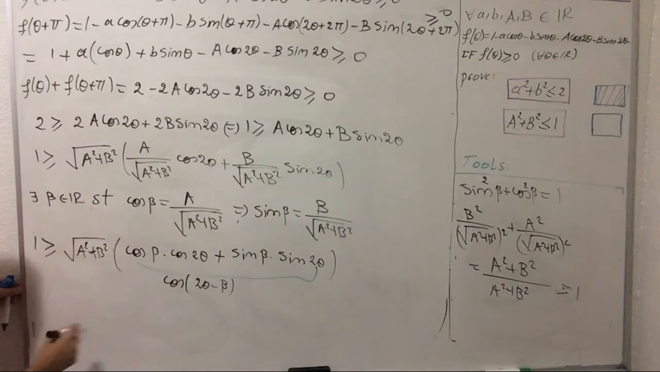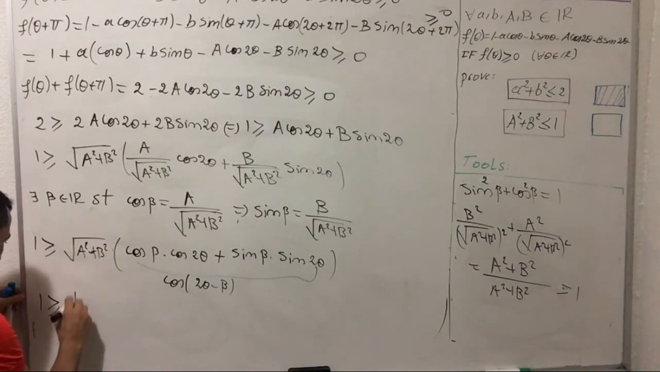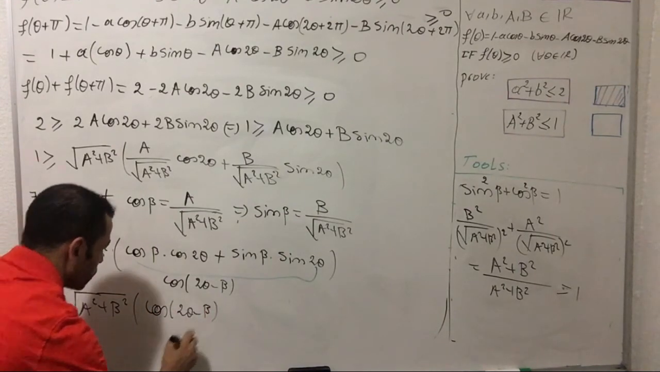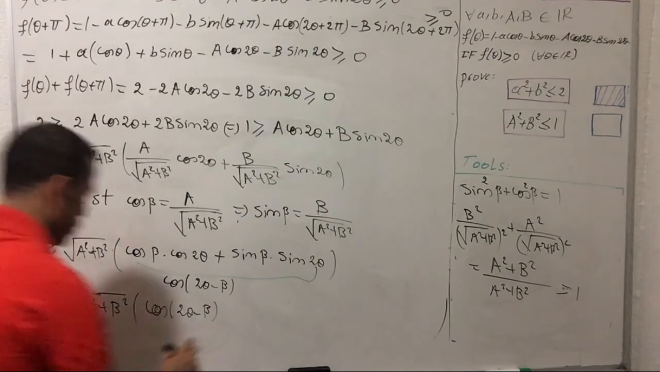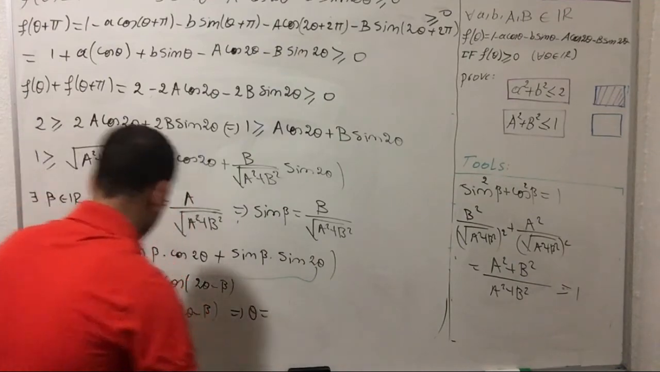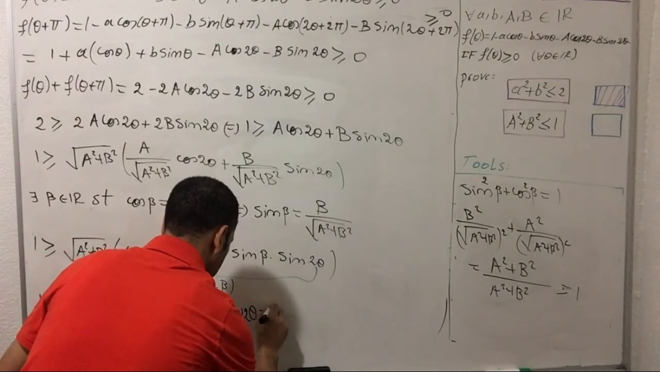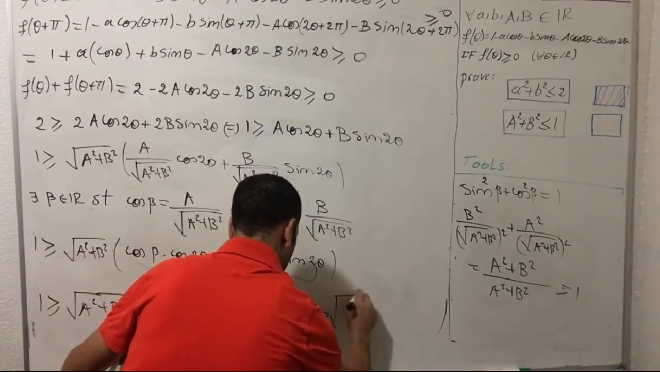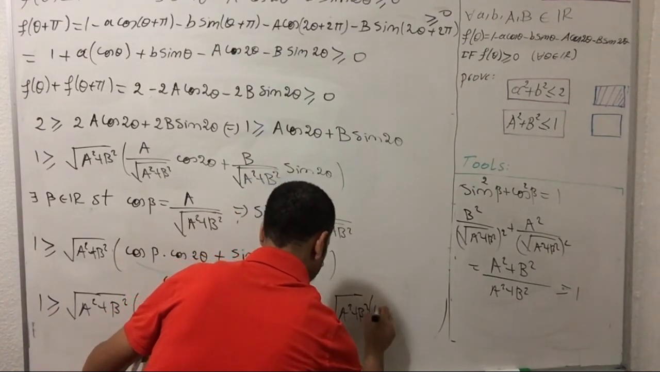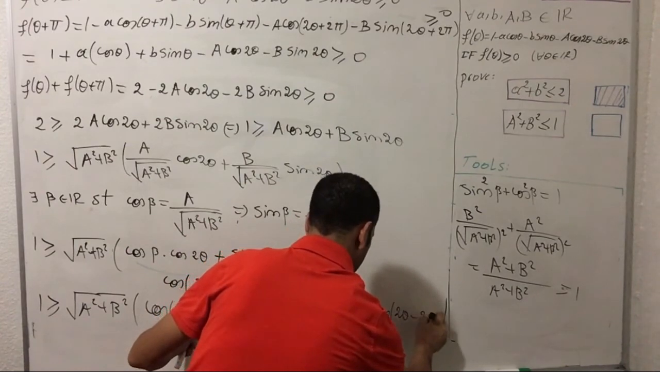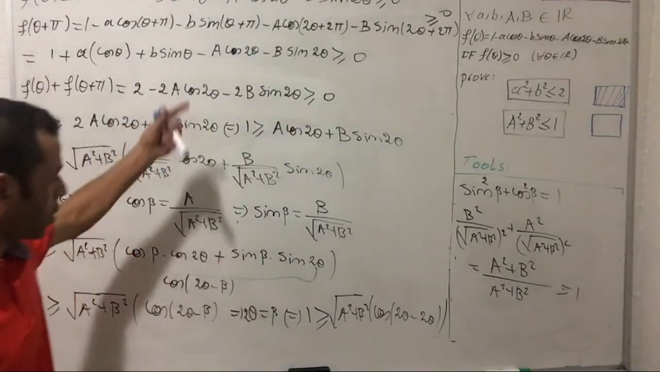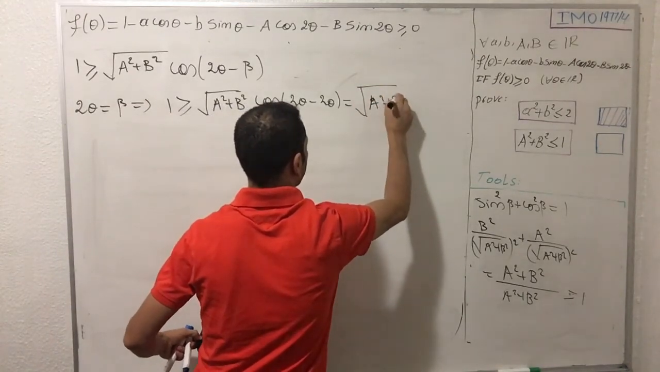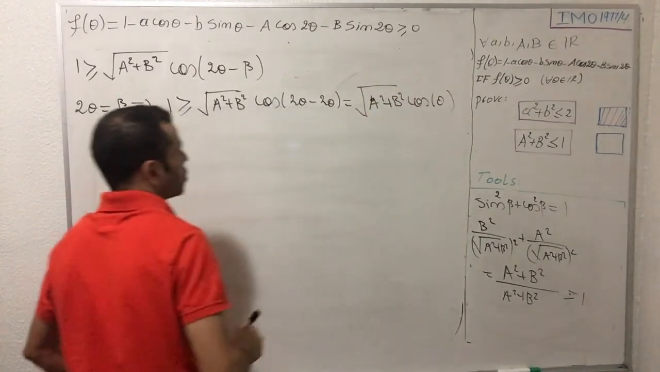So now I have 1 superior or equal to square root of A square plus B square, multiplied by cosine of 2 theta minus beta, okay? I'm going to replace 2 theta by beta to see what the expression is. I will have number 1 superior or equal to square root of A square plus B square multiplied by cosine of 2 theta minus 2 theta, okay? I'm going to put this at the top to make it more clear. It is square root of A square plus B square multiplied by cosine 0. Cosine 0 is number 1, equal to 1.